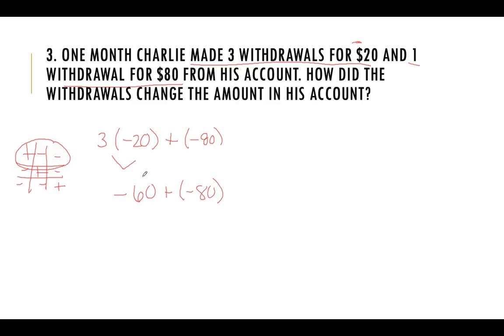Well, when we look at this problem, I got a negative. Negatives go to the left. Plus, I'm adding another negative, so I'm going to the left. When my signs are the same, I add and keep that sign. So I'm going to bring down that negative. 60 plus 80 is 140. So what was the change to Charlie's account? Negative $140.